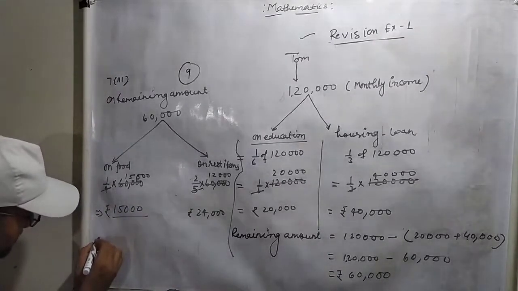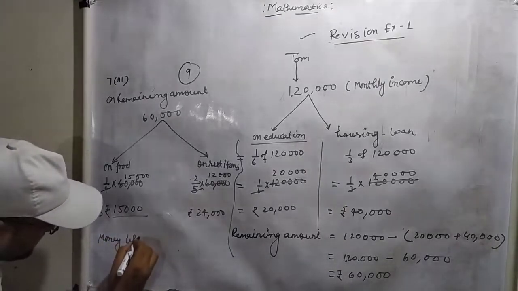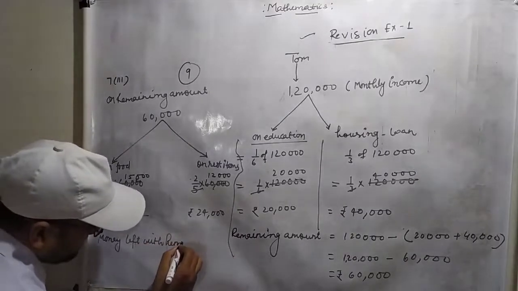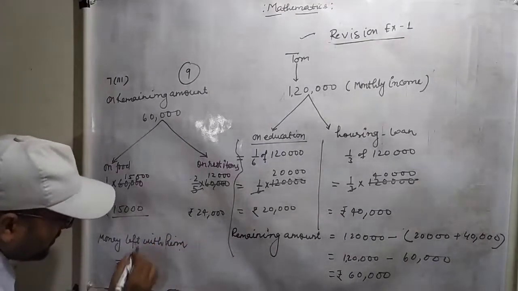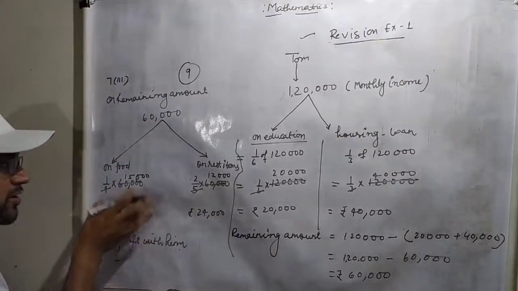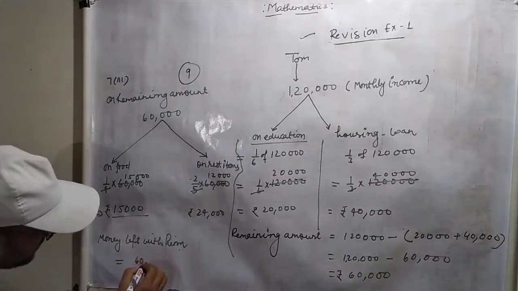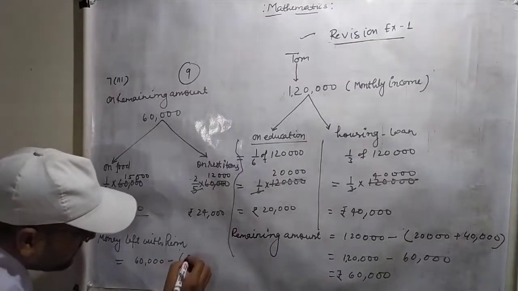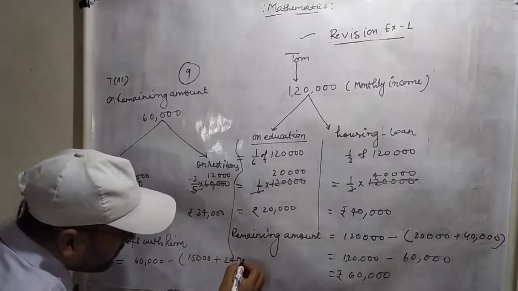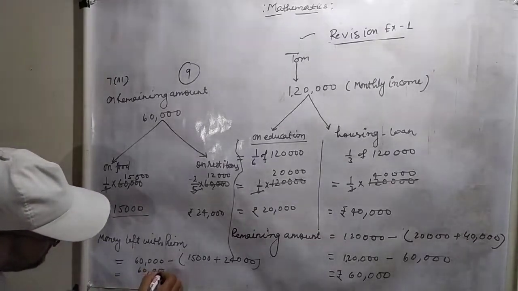So money left with him is equal to 60,000, the remaining money. In that he spent 15,000 on food and 24,000 on rest items. So 60,000 minus, in bracket, 15,000 plus 24,000. Add this one.